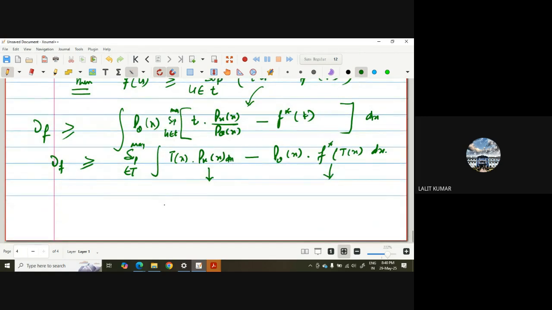So this becomes df greater than or equal to, this is a function, this is a distribution, so this will become the expected value of t of x over x minus, this is a function, this is a distribution, f star t of x over theta. Is this clear? So this was the finish of week 1. Is this clear now with everyone?